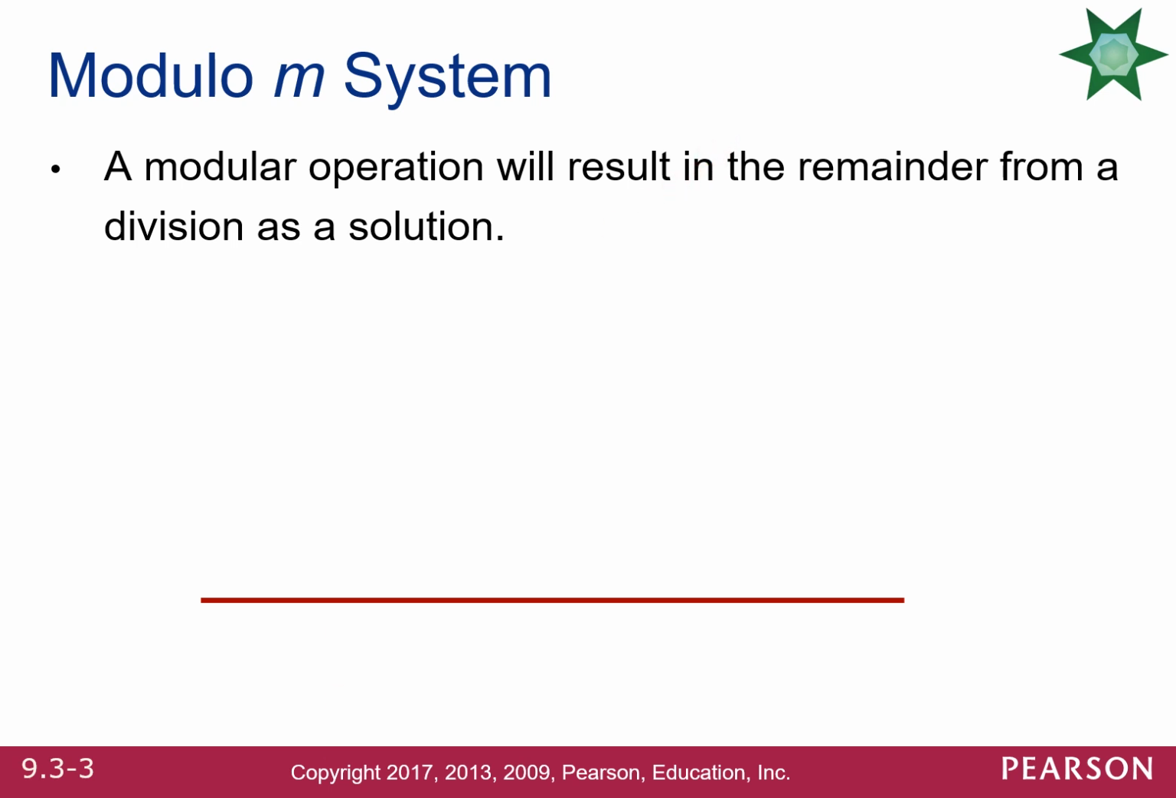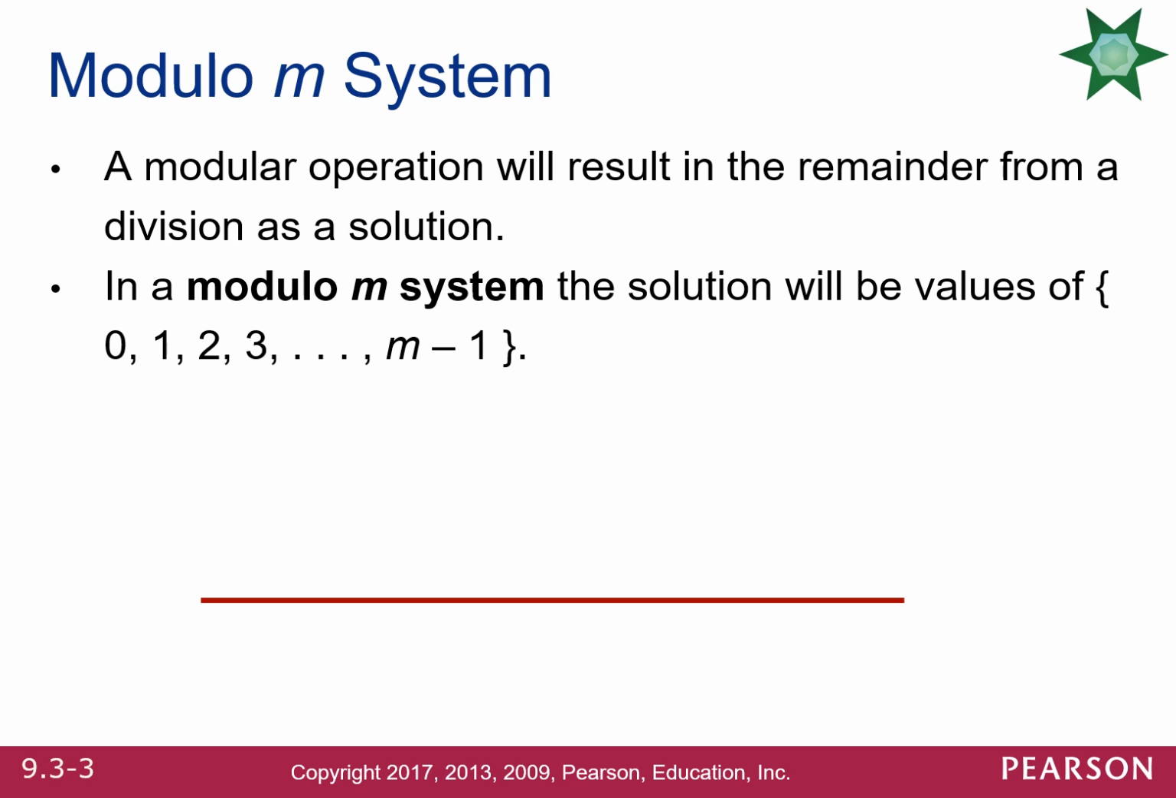Now the solution will take certain values. Here it says in a modulo M system, the solution will be values from 0 through M minus 1. Again, keep in mind we are looking at the remainder here, and in a correctly performed division, the remainder will always be less than what you are dividing by. So in this case, M is the number that we are dividing by, and the remainder must be 1 less than whatever the M value is.